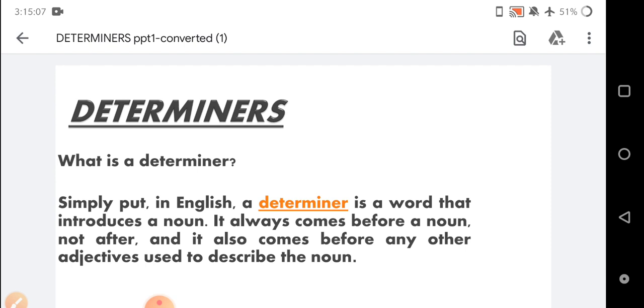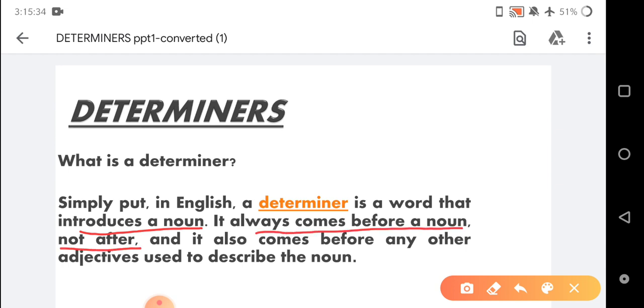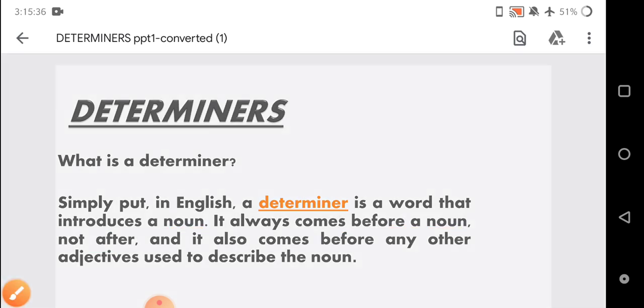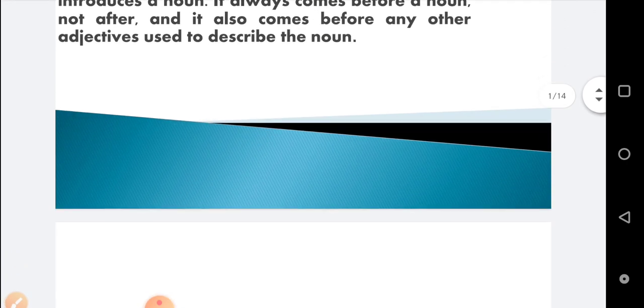Now, what is a determiner? The name itself suggests that a determiner is a word that determines or fixes something about a noun. In simple language, a determiner is a word that introduces a noun. It always comes before a noun and never after it. It can also come before any other adjectives used to describe the noun.